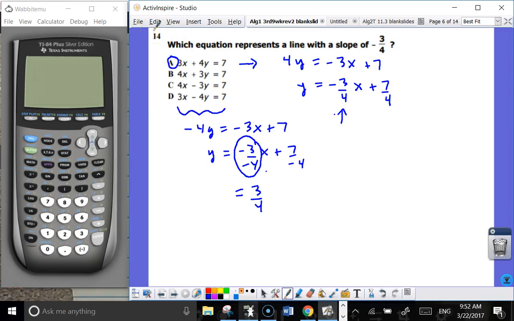Again, you should be writing notes to yourself, something like solve for y. Solve for y, it's the number in front of x. Something, it means something to you.